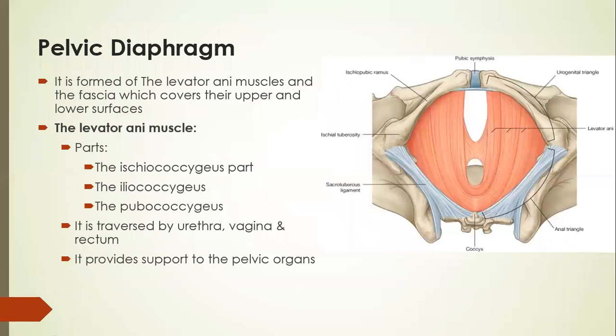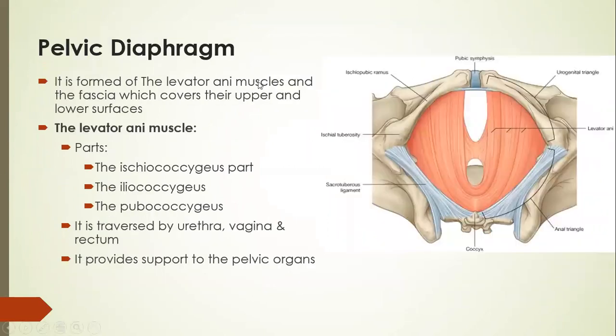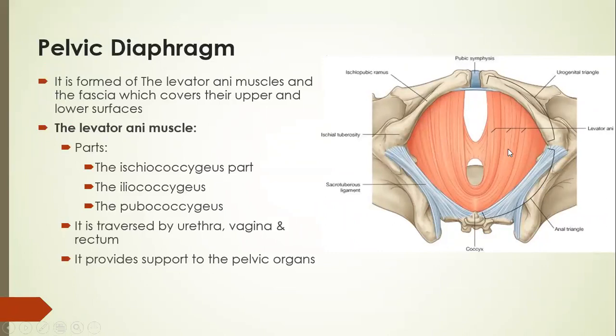One of the very important parts of the pelvic floor is the pelvic diaphragm. It is formed of the levator ani muscle, as you saw here, on either side. It is formed of the levator ani muscle and the fascia which covers the upper and lower surface. It is covered by a fascia on the top as well as below.